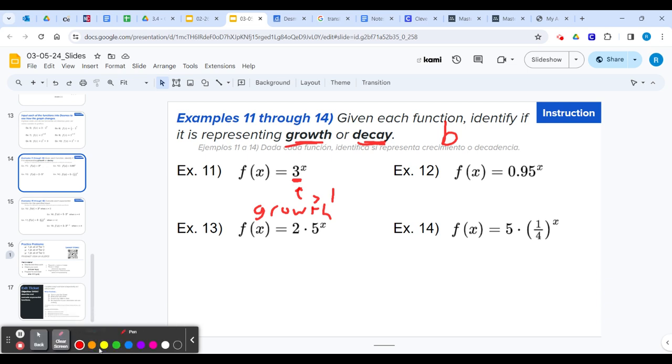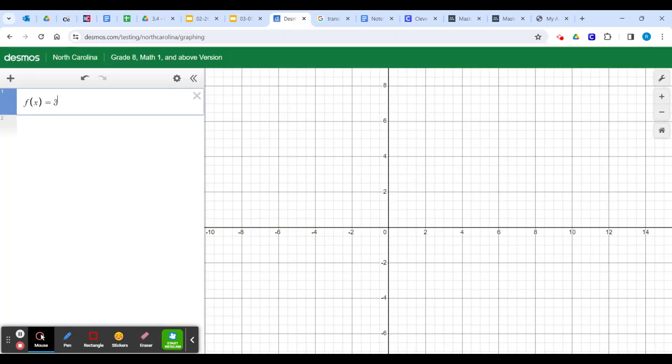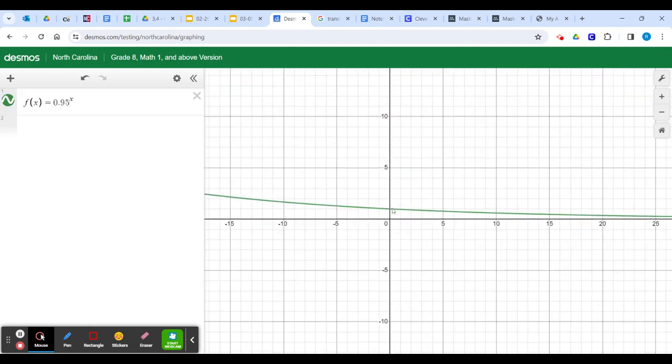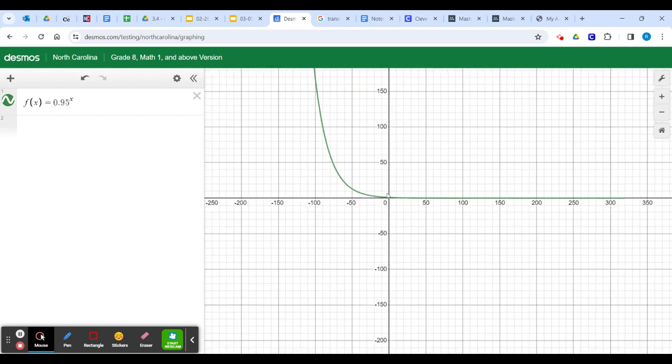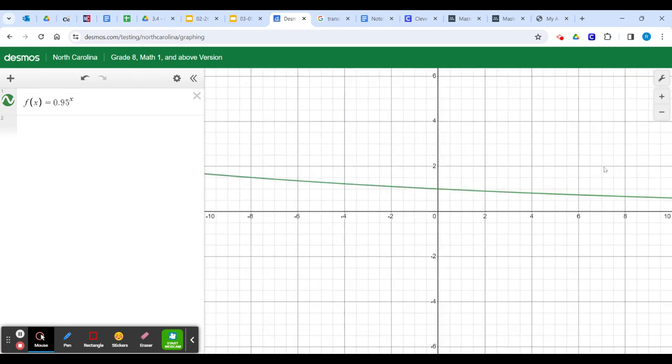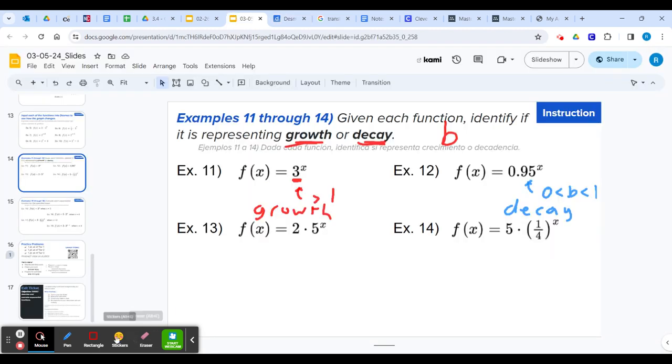And then if we look at example 12, we have 0.95 as our b, which is between 0 and 1. And so this is going to be a decay graph. Again, I can check that in Desmos to confirm that that's good, 0.95 to the x. And it's slimmer, but if I zoom out, we definitely are decaying over time.